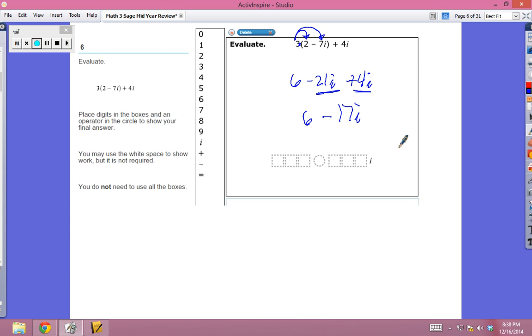17 imaginaries. So they want the 6 here, the minus 17 imaginaries there. You do not need to use all the boxes.